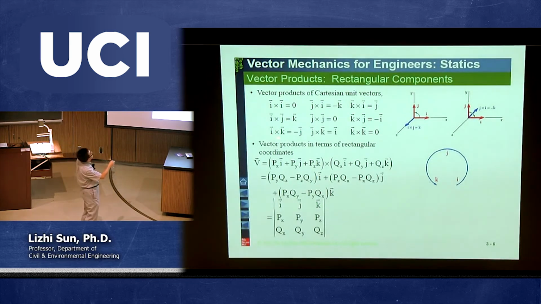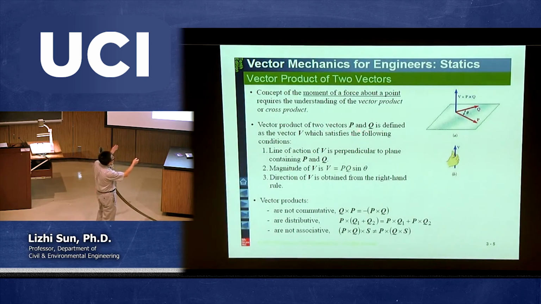Let me just show you another one like this. What is i cross k? The magnitude of i cross k equals the magnitude of i, that's 1, times the magnitude of k, 1, times the sine of the angle between i and k, which is still 90 degrees. Sine 90 equals 1. So 1 times 1 times 1 equals 1, so the magnitude is also 1. Then we look at the direction. The direction follows, number 1, perpendicular to i and k, and second, follow the right-hand rule.